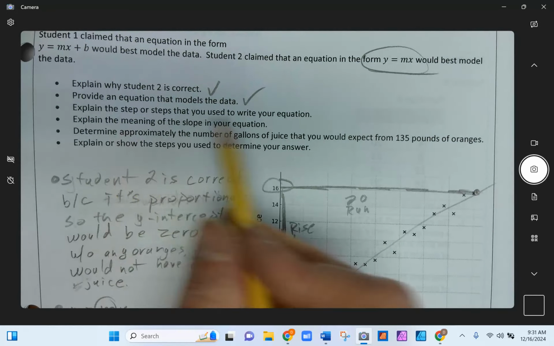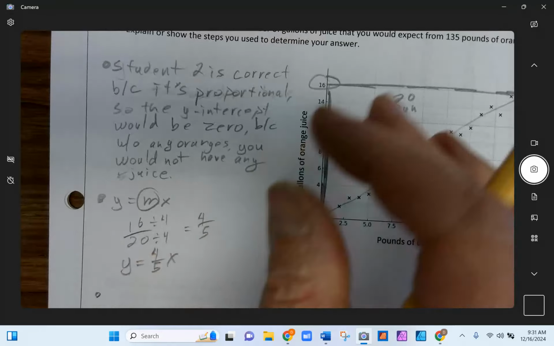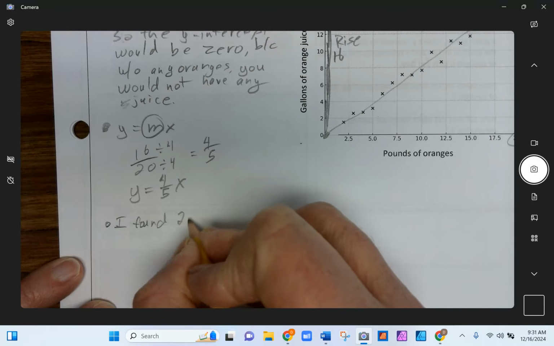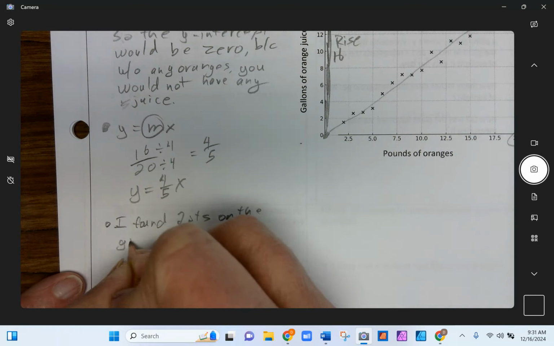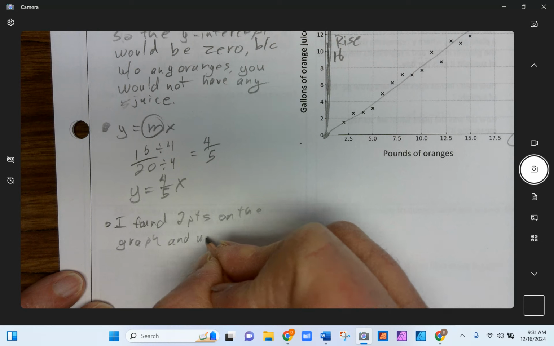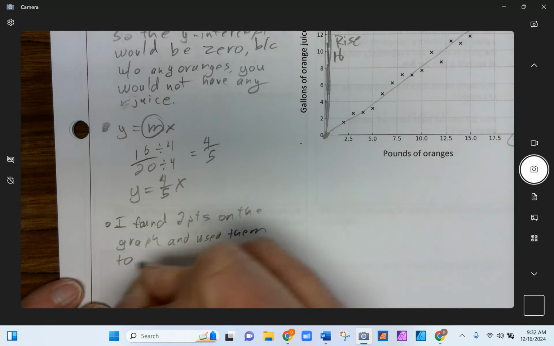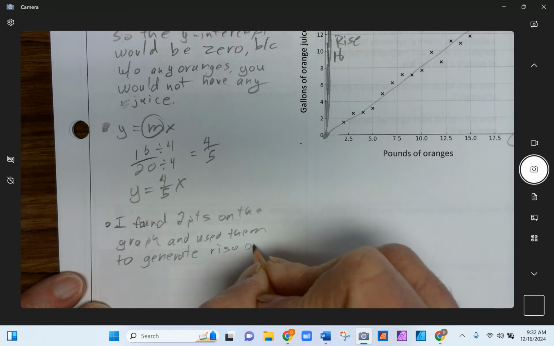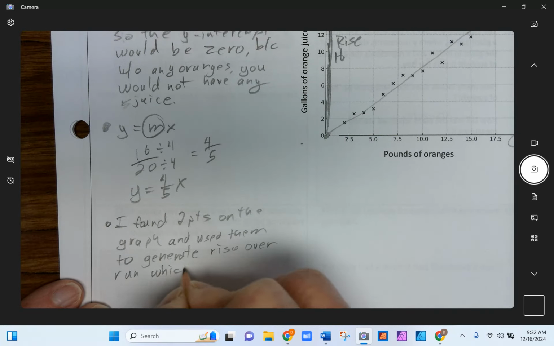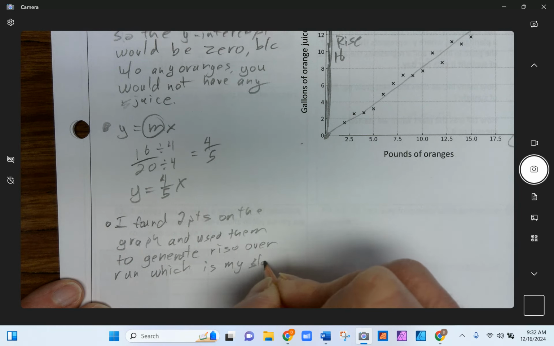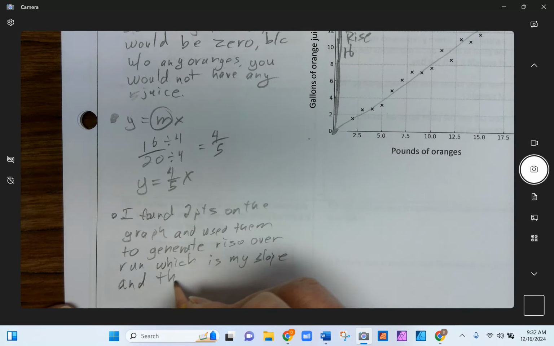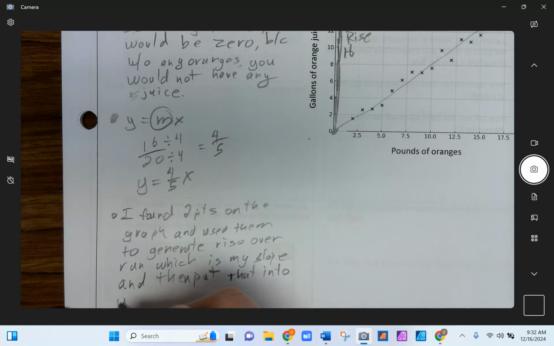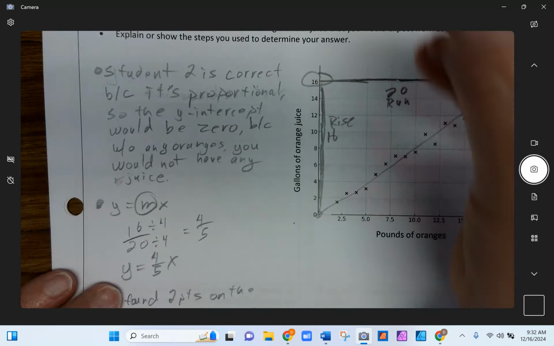Explain the step or steps used to write your equation. We'd say, I found 2 points on the graph and used them to generate rise over run, which is my slope, and then put that into the equation y equals mx. Okay, so that's that right there.